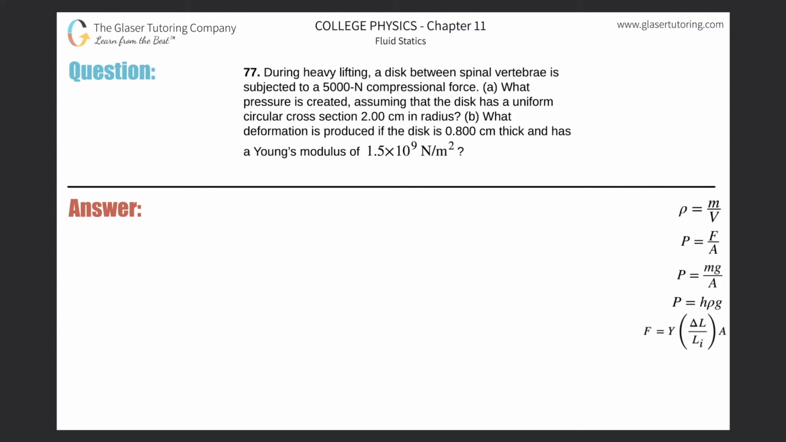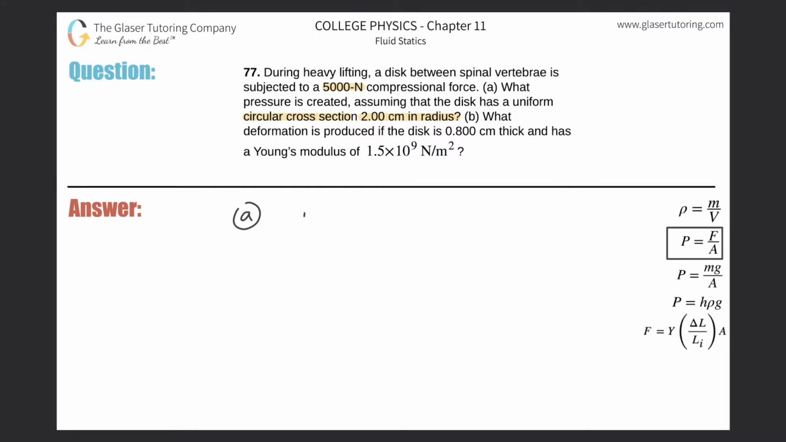Number 77. During heavy lifting, a disc between spinal vertebrae is subjected to a 5,000 Newton compressional force. What pressure is created assuming that the disc has a uniform circular cross-section of 2 centimeters in radius? Right, so letter A right there, asking for pressure, they're giving us force, and they're telling us area essentially. So let's use this formula over here.